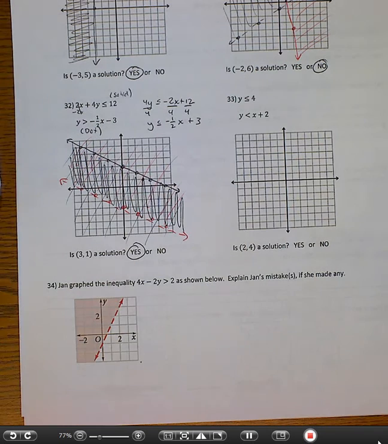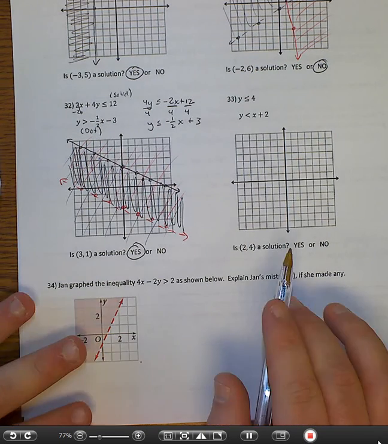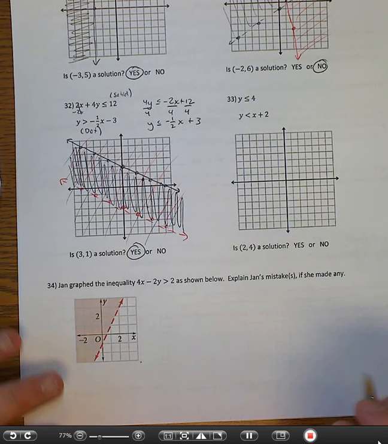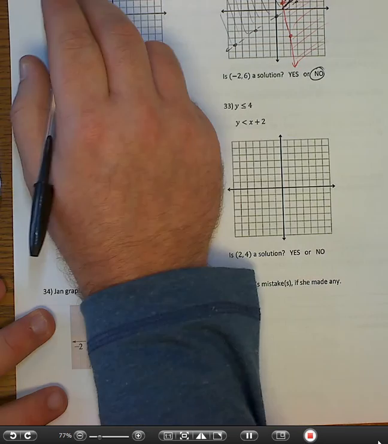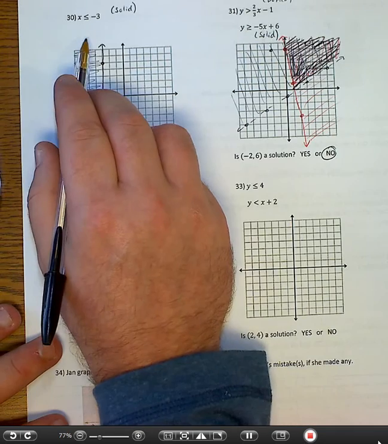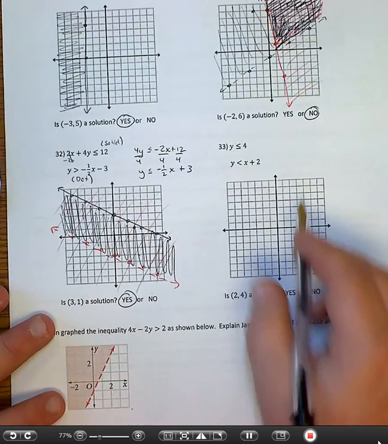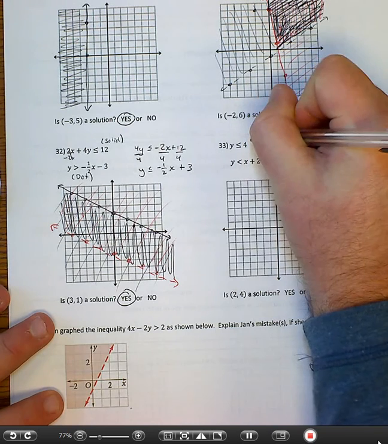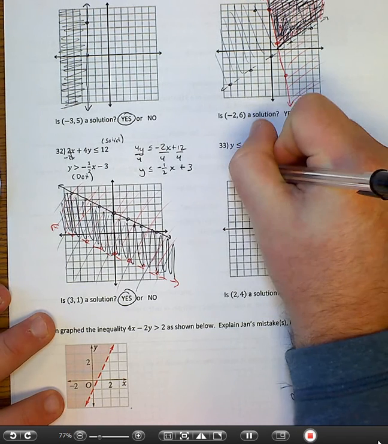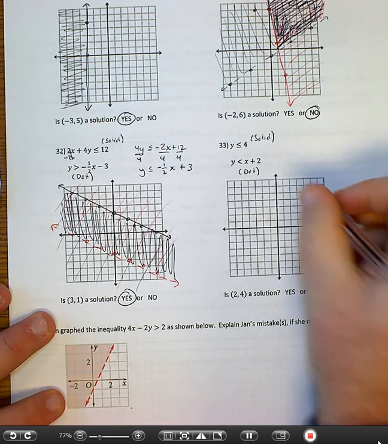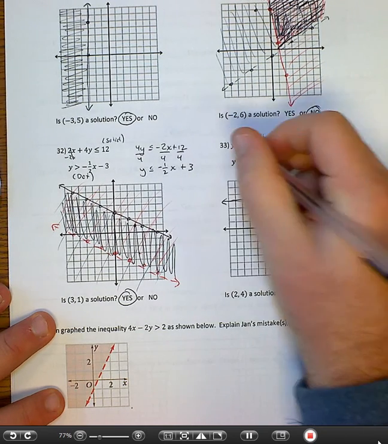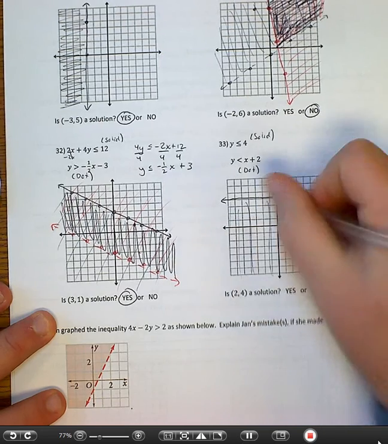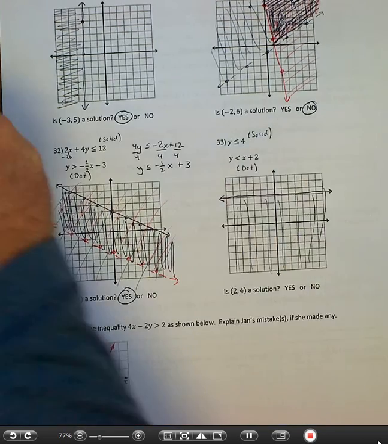Okay. Last one. Well, last one of graphing and then one more question. Y is less than or equal to 4. That's a horizontal line. This one up here, number 30, was a vertical line. Horizontal line, and it's solid. This one's going to be dotted. So horizontal line through 4 on the y-axis. And I'm shading below that. So everything below. And now I'm going to switch to red.